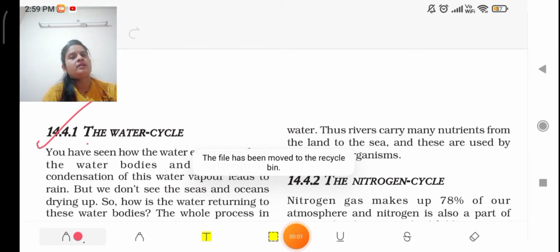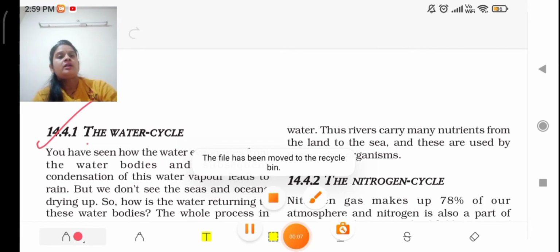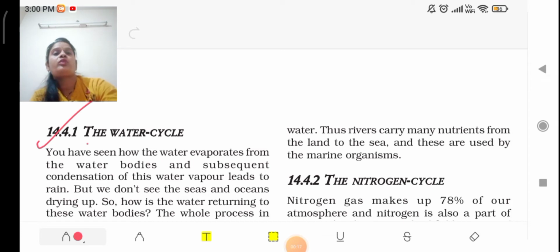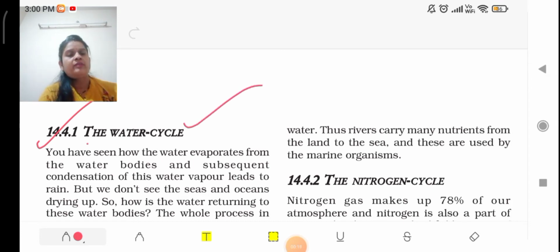Students, in the previous class we discussed the biogeochemical cycle. So today we will take one such example of this kind of cycle. That's a very well known cycle, the water cycle. From our childhood we have been studying the water cycle. What is basically the water cycle? Just a brief introduction.